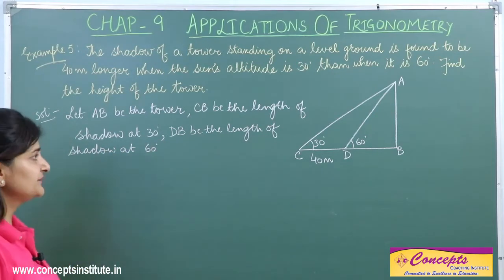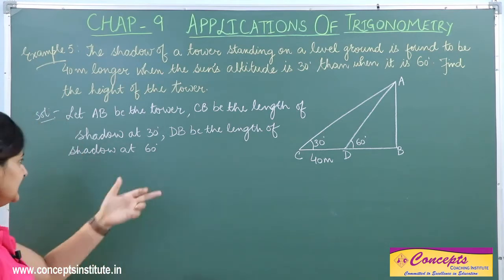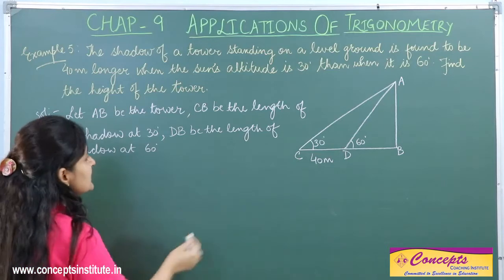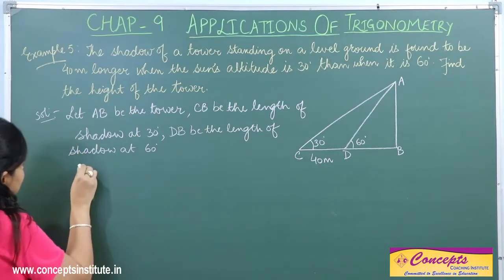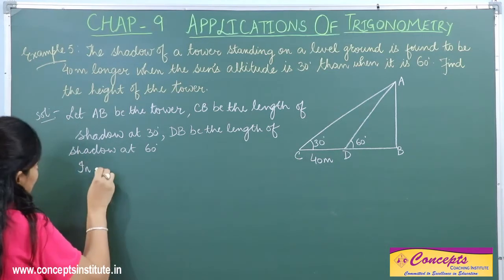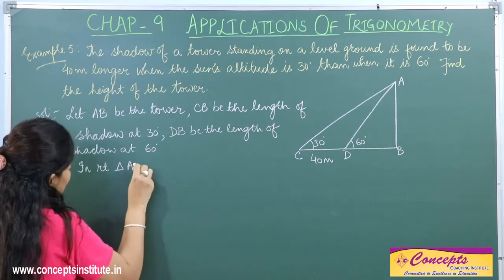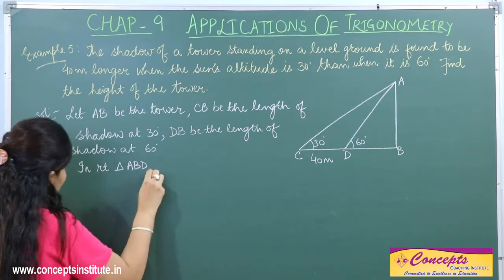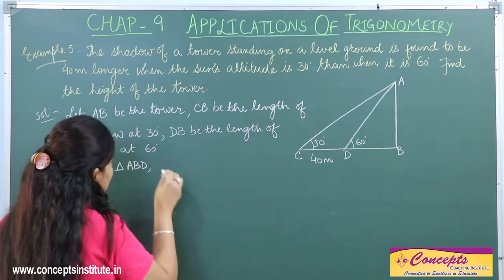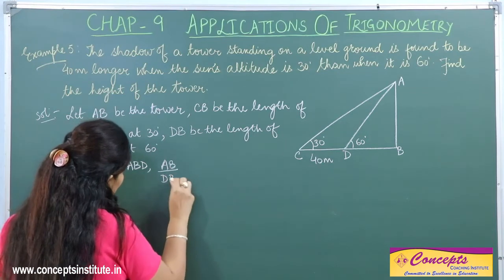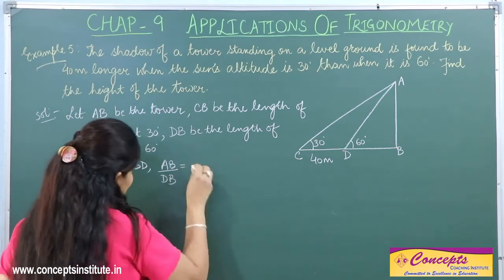Right students? Okay. Now CD is also given to me as 40 meter, which I have already written in the figure. So now let me just take the right triangle ADB. In right triangle ABD, I have perpendicular upon base, that is AB upon DB, and this is equal to tan 60.